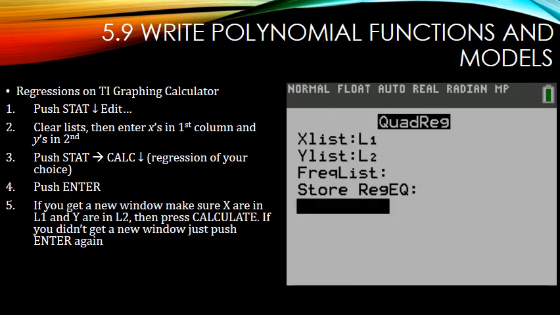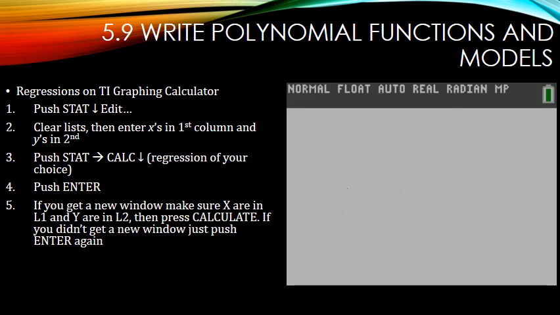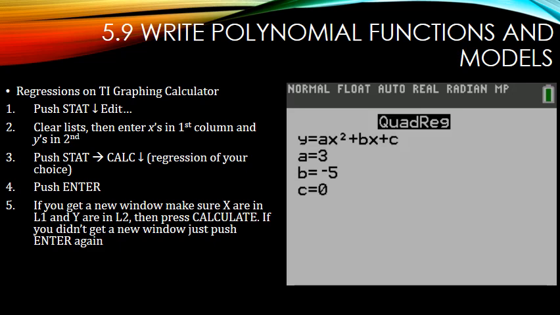Push enter. We get a new window here, so I make sure that X was list 1, the Y was list 2, and pressed calculate. And it gives us the A, B, and C. So we have our equation. If you did not get a new window, just push enter again, and it should give you the equation. So you just have to read your answer.